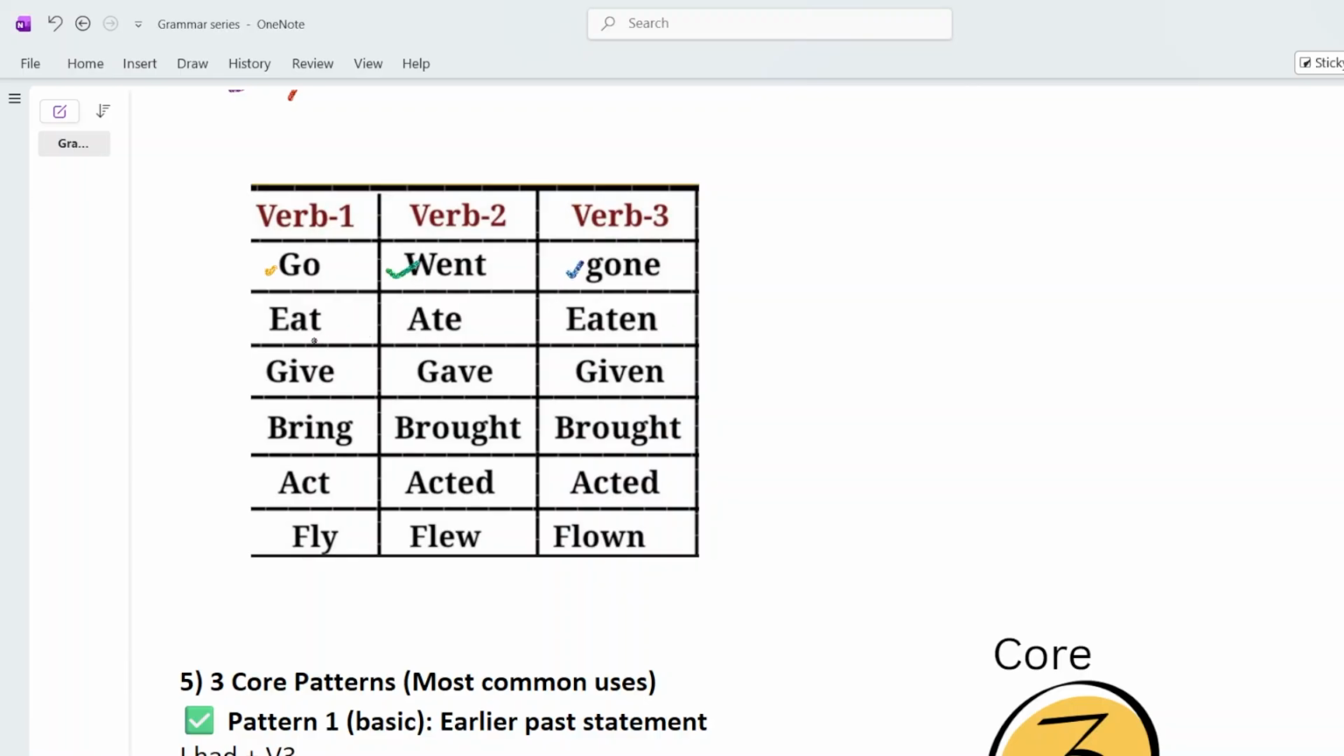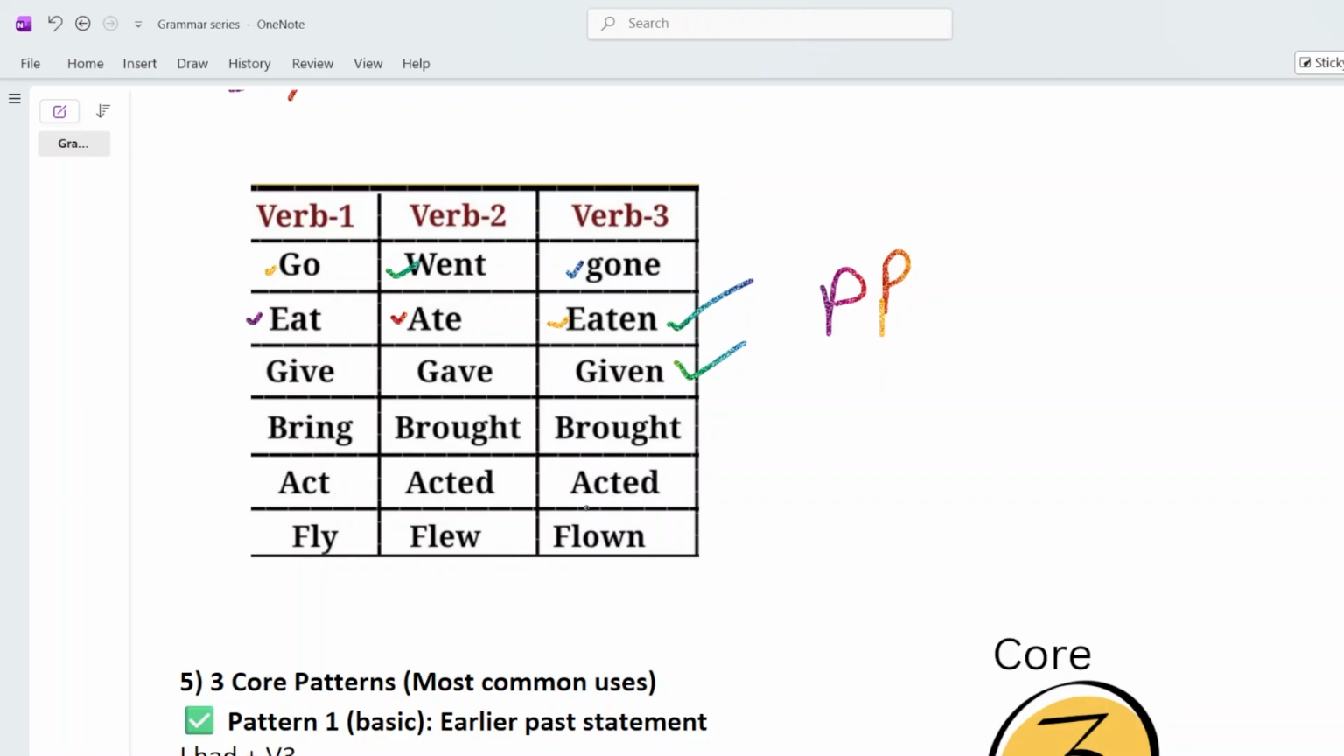Eat, ate is verb 2, past. You can use it in simple past tense. Eaten is verb 3, wherein you're using eaten for past perfect tense. Let me just write it as pp. Give, gave, given. Bring, brought, and brought remains the same for verb 3 also.